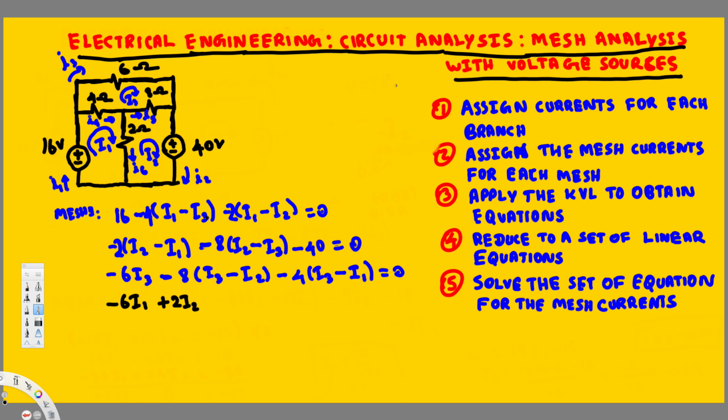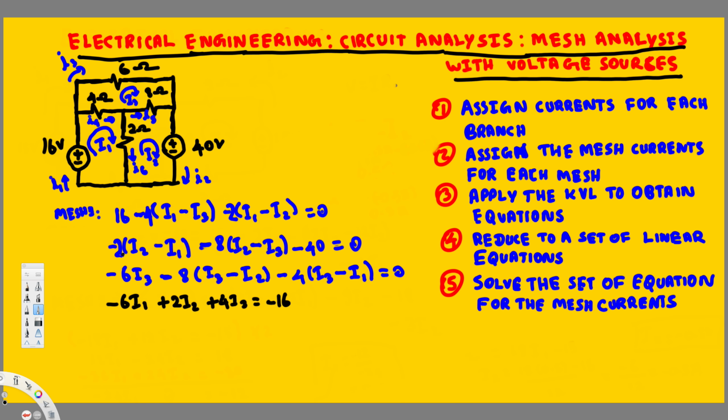and we have to count I3. So this is going to be positive 4 I3, and that's it, right? Positive 4 I3. And if I move this 16 to the other side of the equation, that's going to make this one negative 16. So this is our first equation.